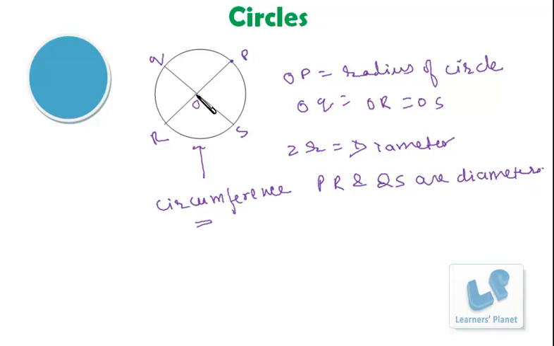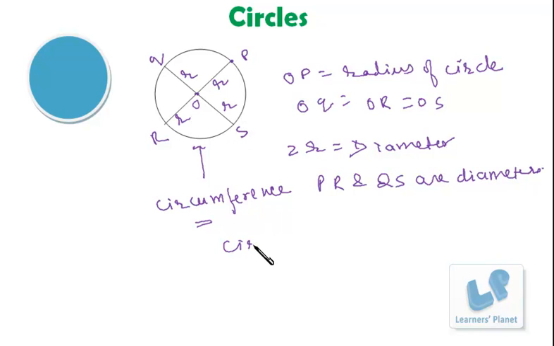Okay, and this is the center of the circle. So these are the basic terms related to a circle. Now let's calculate the circumference and area. I assume the radius of the circle is r.